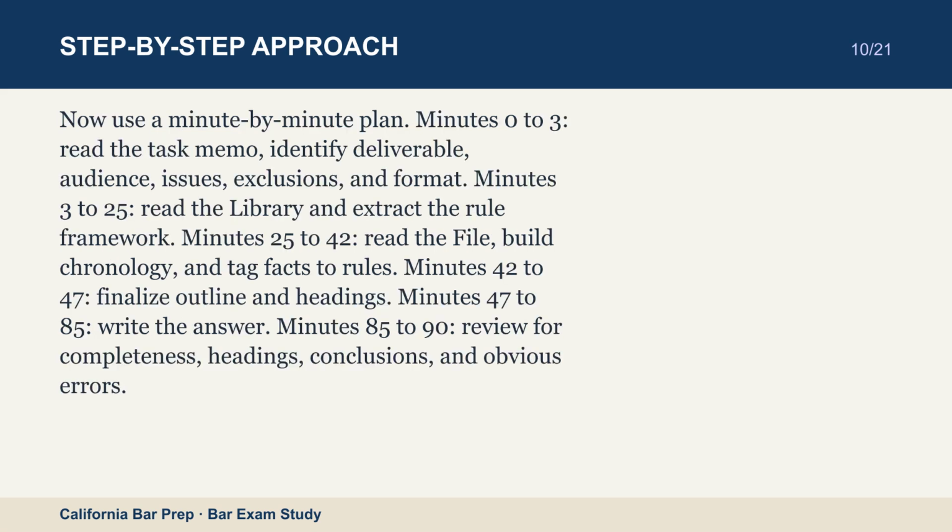Identify deliverable, audience, issues, exclusions, and format. Minutes 3 to 25: read the library and extract the rule framework. Minutes 25 to 42: read the file, build chronology, and tag facts to rules. Minutes 42 to 47: finalize outline and headings. Minutes 47 to 85: write the answer. Minutes 85 to 90: review for completeness, headings, conclusions, and obvious errors.